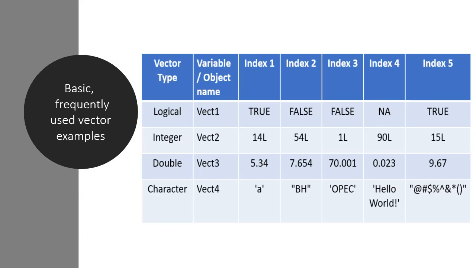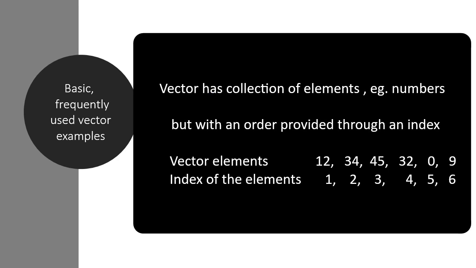The simplest such structure is the numeric vector. Vector is an ordered collection of numbers. That is why it is called a vector. The order is maintained through the index for the components.